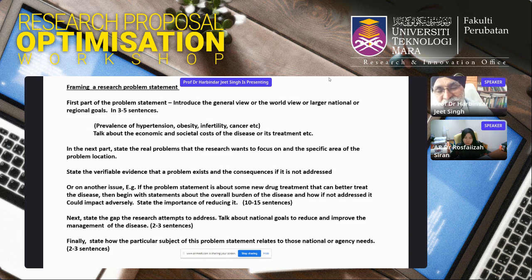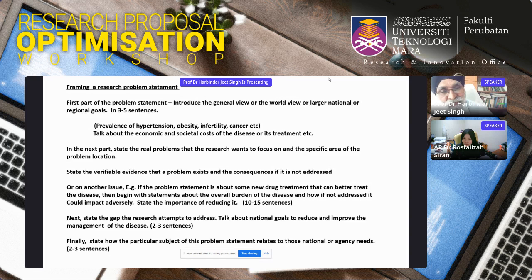So you will indicate that, yes, this is a problem: we do not know the mechanism of action of this drug for us to be able to use it properly. That is the gap you need to fill. These are general examples of how your problem statement should flow. You have a general statement, then you come to the specific, the real problem that the research wants to focus on. So it's a more specific area of the problem statement that you need to address.